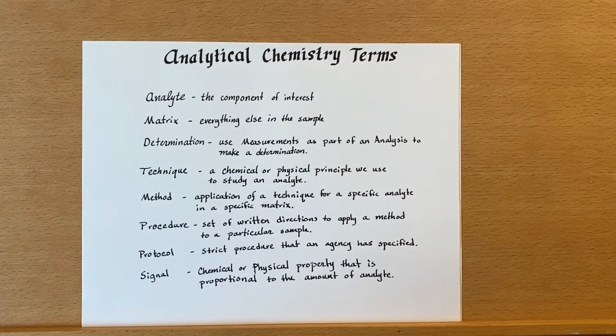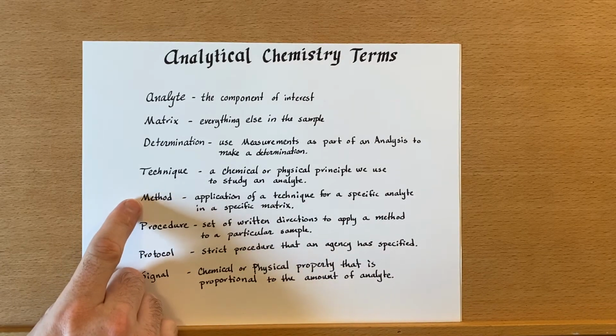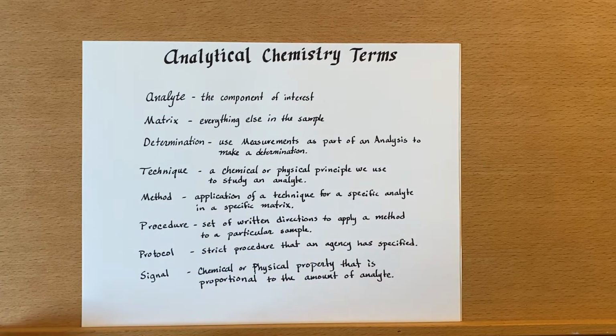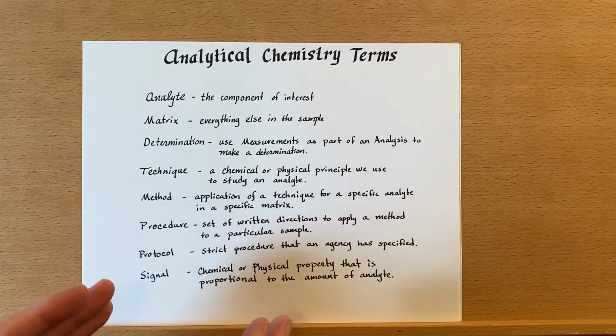And they can be applied to many different types of samples or many different analytes. For example, atomic absorption can be used to analyze many different metals in a sample, especially sodium and potassium and some of the other transition metal elements that you can add to that. A method is when we take a technique and apply it to a specific analyte in a specific matrix.